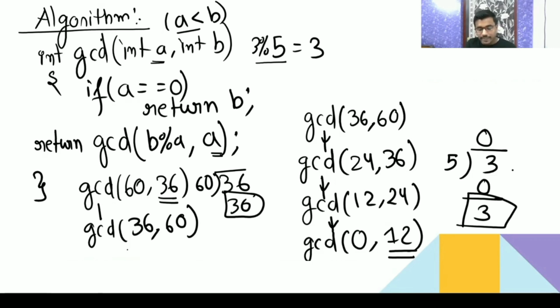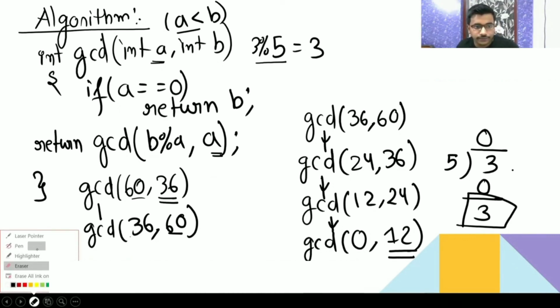Please let me know whether it is clear or not. So 60 was there, here 36. I have taken B mod A and got 36. Then A is now going to become B. So again this way it will go. Am I clear? Himanshu is saying clear. Fine.